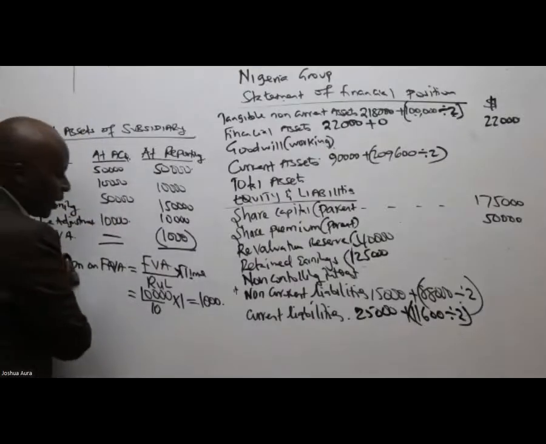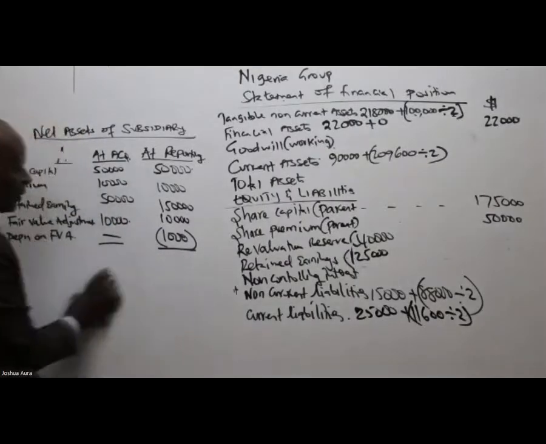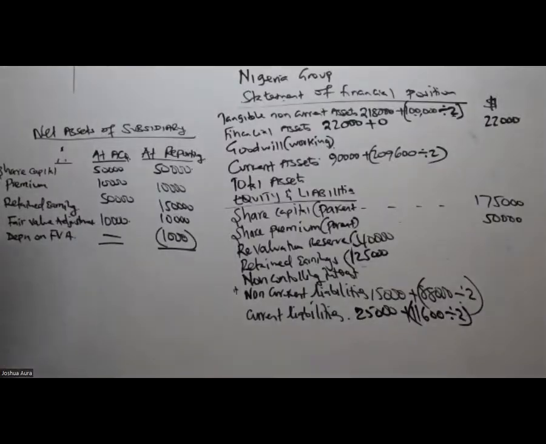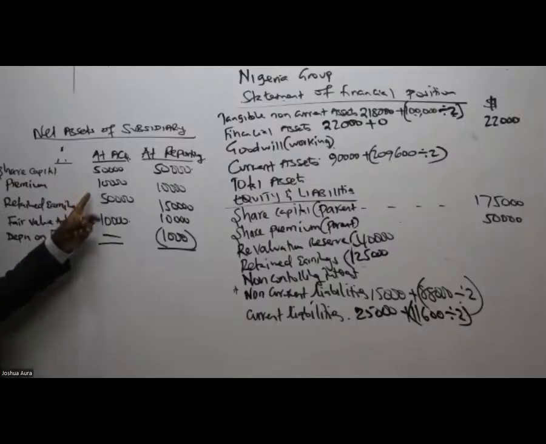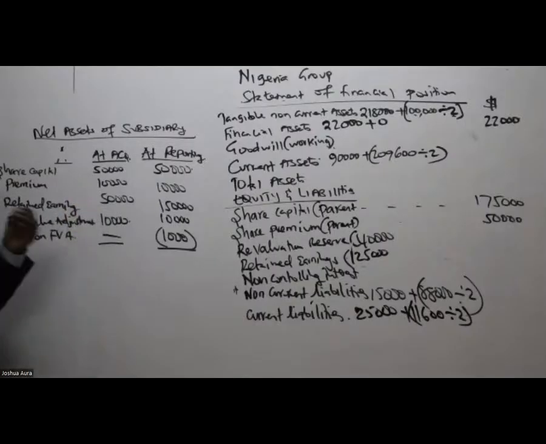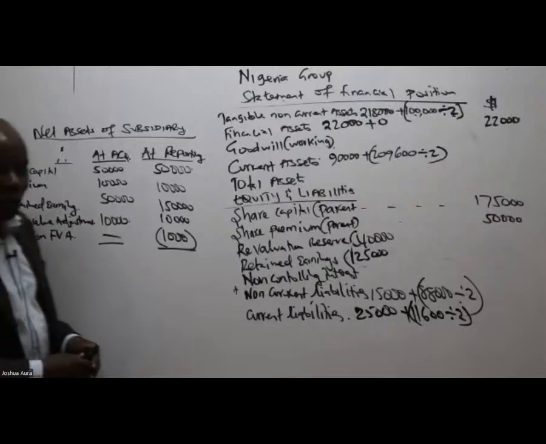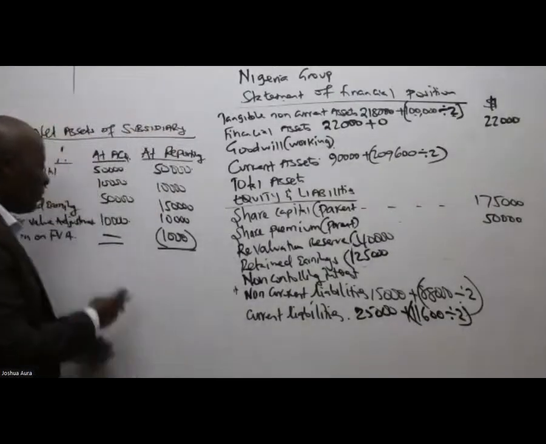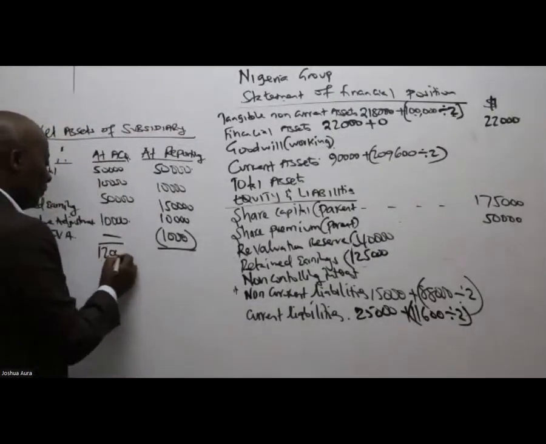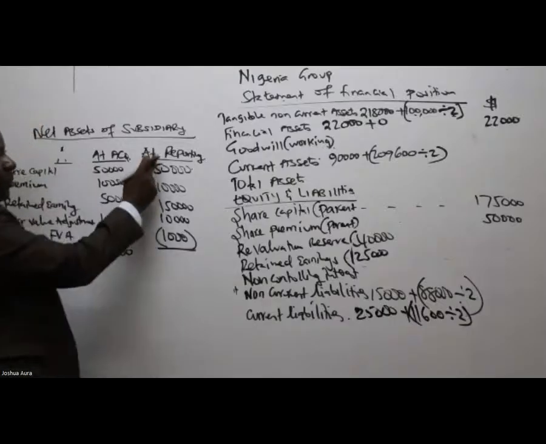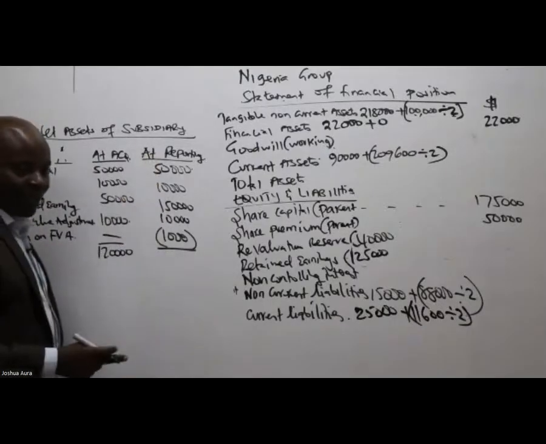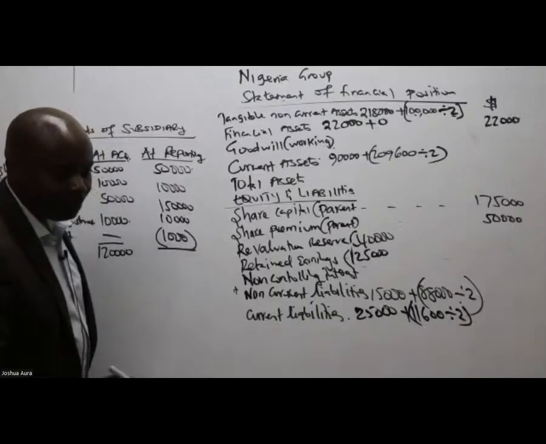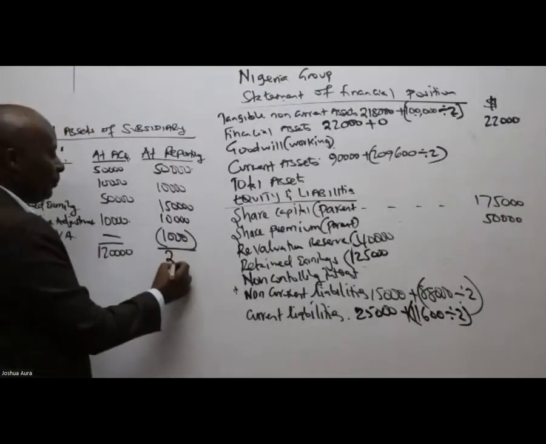So can somebody in this case here come and give me the total net assets at acquisition? Total net assets at acquisition. Can somebody give me something here? So we have here 120,000. Thank you very much. Yes. How about net assets at reporting? 210,000.